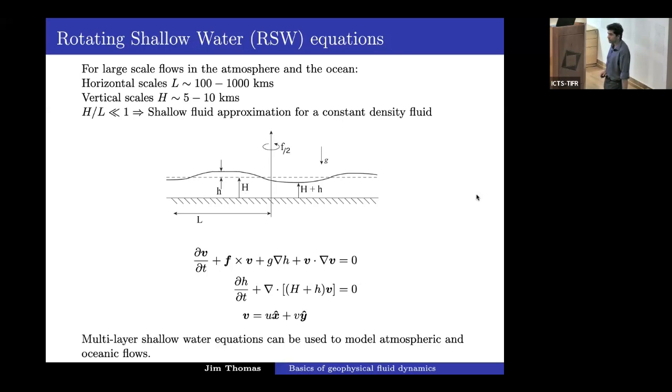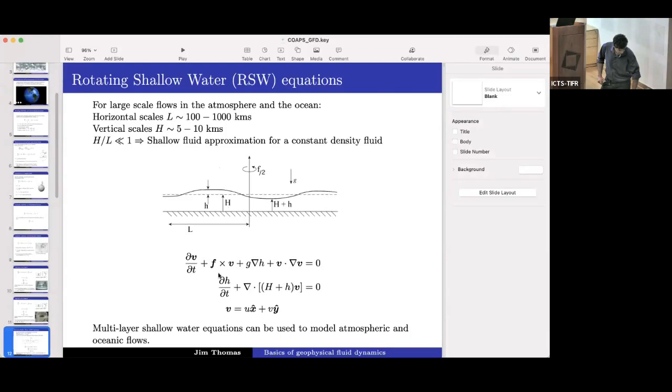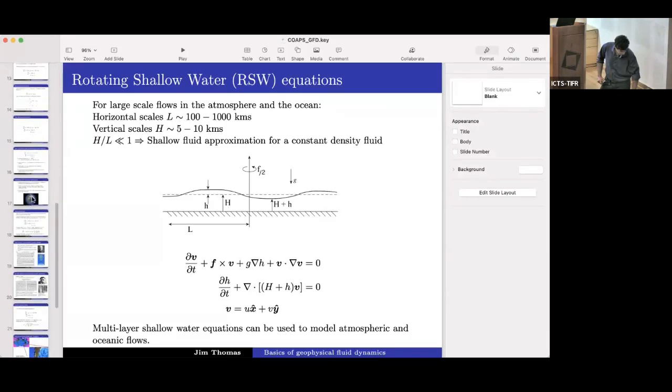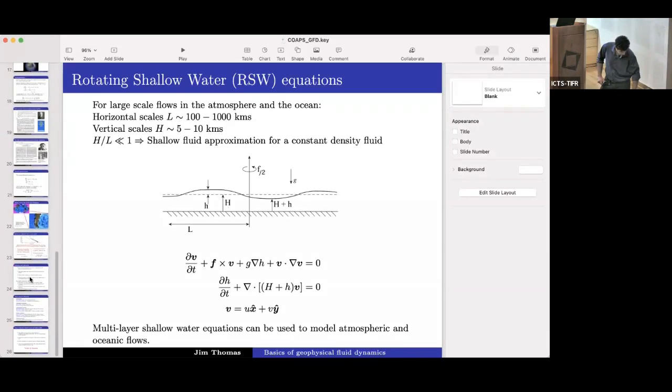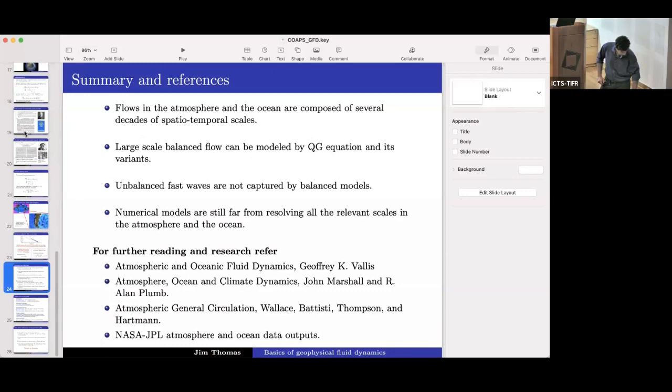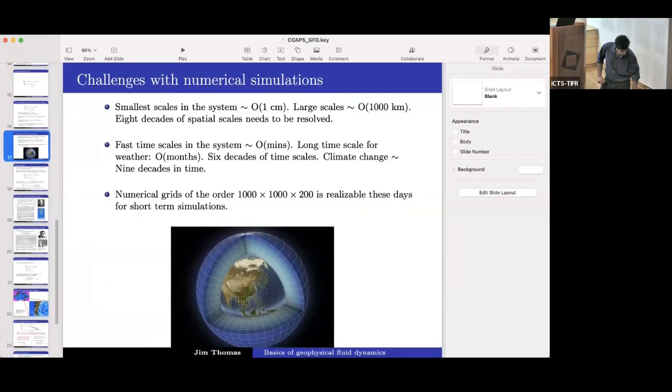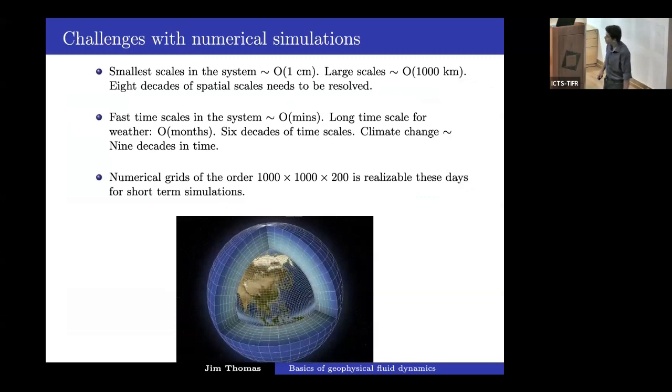Okay, last one. Sorry. For the challenges part that you've written, the challenge is the numerical simulation. Can you go to that slide? Yeah, this one. So for the numerical grid, there are 1,000 by 1,000 by 200.